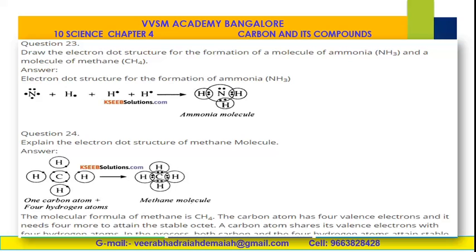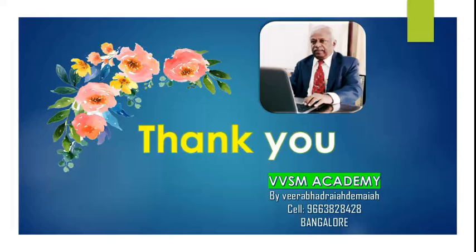Now coming to this, explain the electron dot structure of methane. Methane has the formula CH4. Carbon has a tetravalency. When one electron is shared with hydrogen... with chlorine, it gives monochloromethane, dichloromethane, trichloromethane, and tetrachloromethane respectively. These are called substitution products. This will be discussed in a later class.